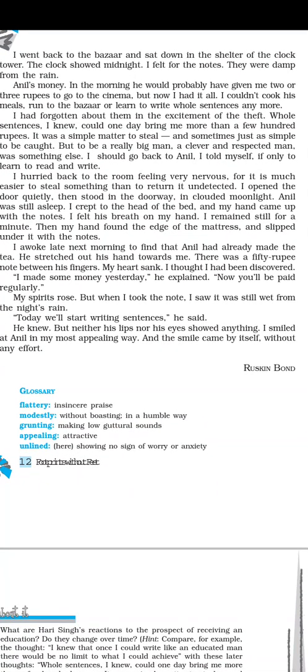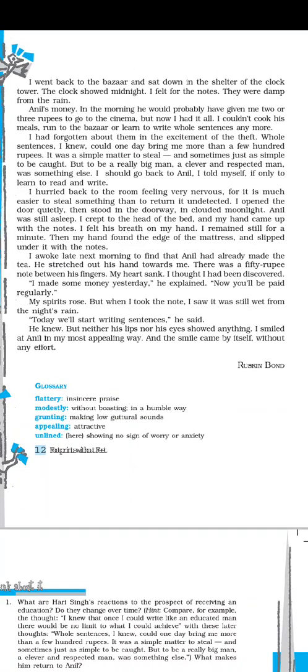Anil's money, so not his money, he confessed. In the morning, he would probably have given me 2 or 3 rupees to go to the cinema. In the morning, most possibly, he could have given me 2 rupees or 3 rupees to go to the cinema. But now I had it all. He had all the money. I couldn't cook his meals, run to the bazaar, or learn to write whole sentences anymore. So, what he was basically doing, cooking foods, okay, then buying the necessary items from the bazaar and learning to write sentences.